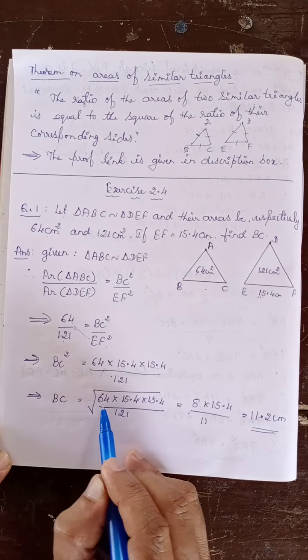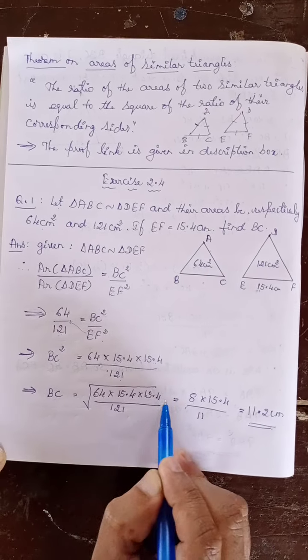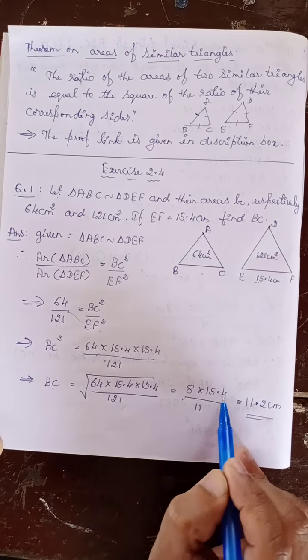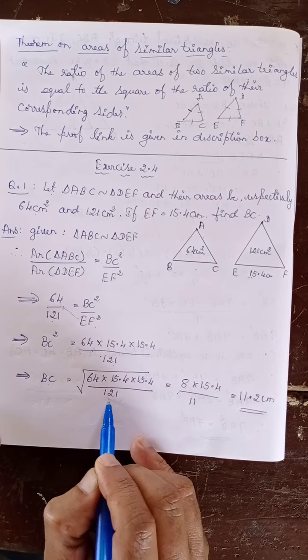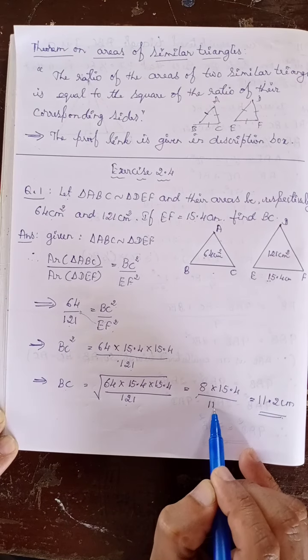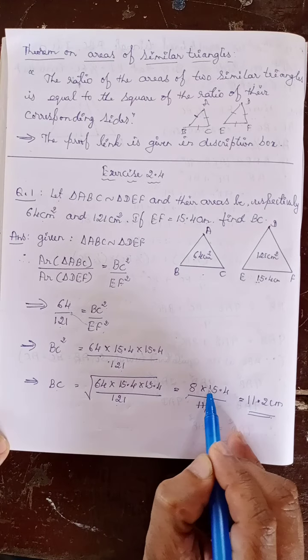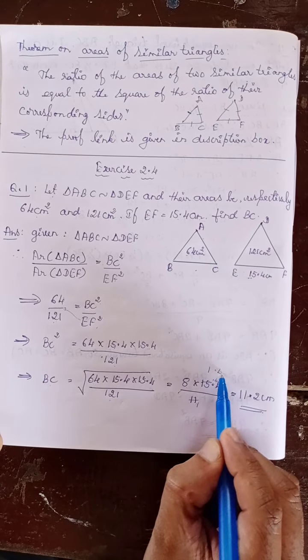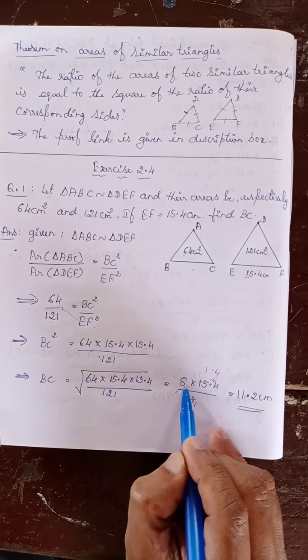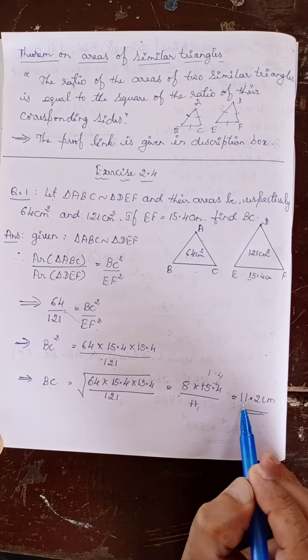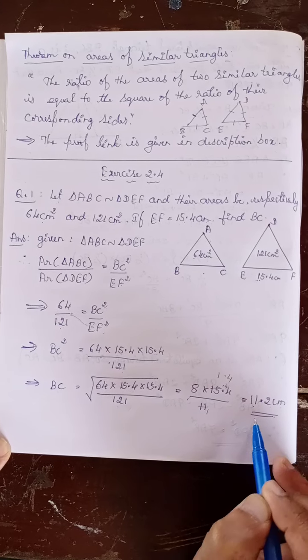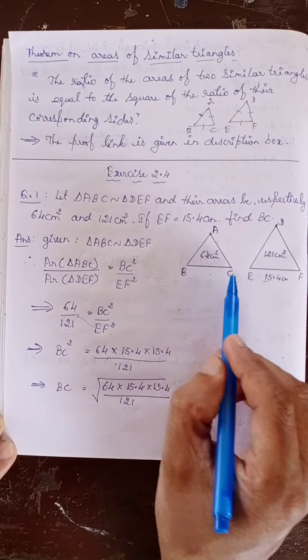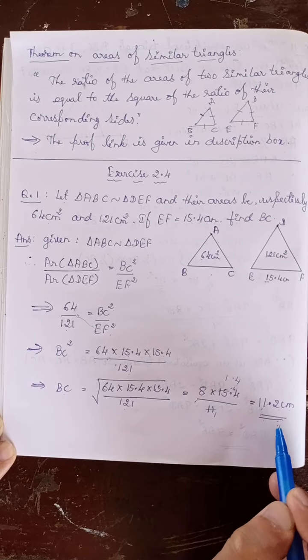The square root of 64 is 8, and square root of 15.4 the whole square is 15.4, divided by square root of 121, which is equal to 11. Now 11 ones are 11, 4 remaining, 11 fours are 44. Now 8 into 1.4 is equal to 11.2 centimeter. Therefore the length of BC here is 11.2 centimeter.